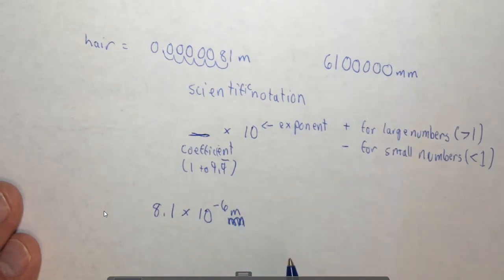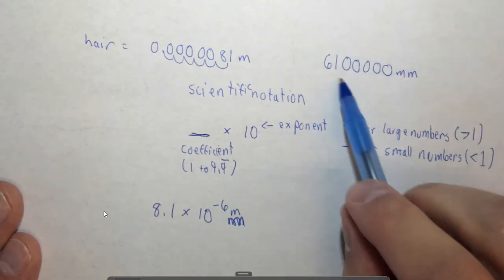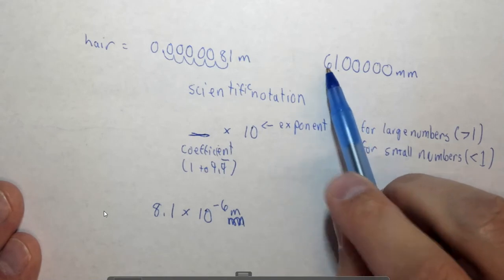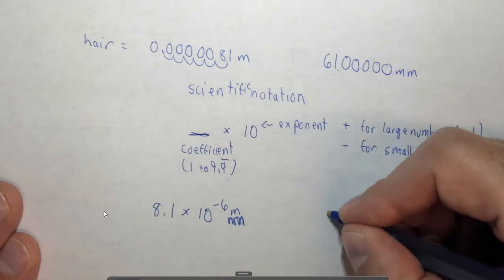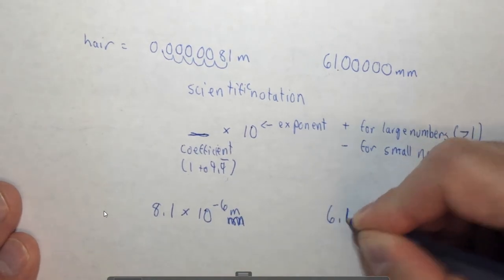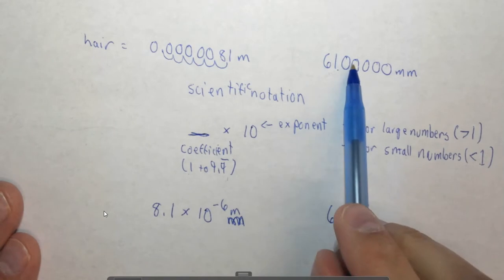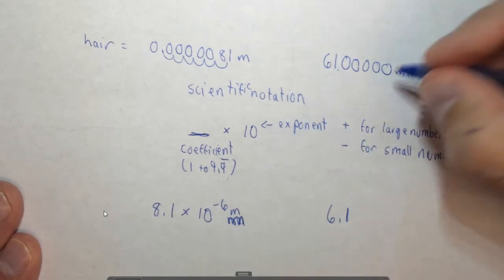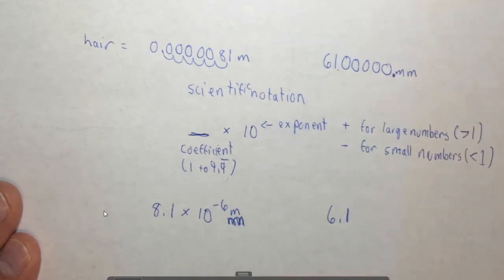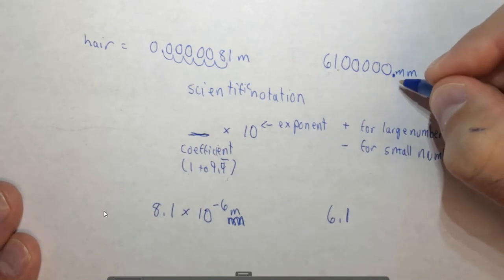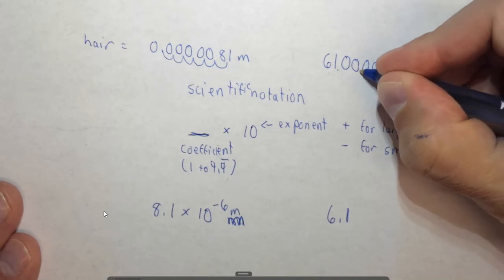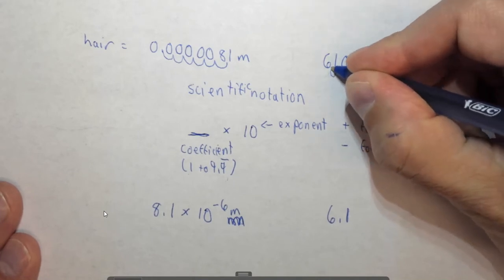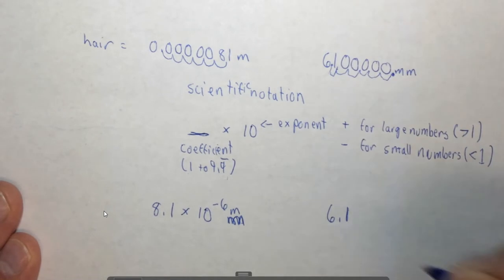Let's look at this example here. In this case, the number that we need to write is 6.1. It can't be 61. It can't be 0.61 because it has to be 1 to 9.9. So it's going to be 6.1 as the number. Well, here we don't have a decimal place. So if a number doesn't have a decimal place, we assume it's at the end. Now, how many times do we have to move it in order to make 6.1? Well, we have to move it 1, 2, 3, 4, 5, 6 times. By coincidence, they're both 6.